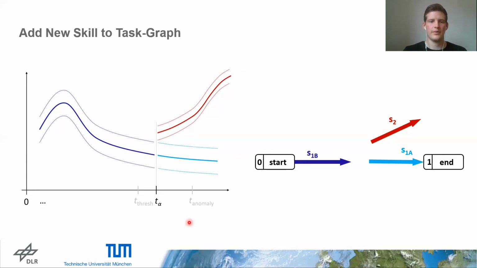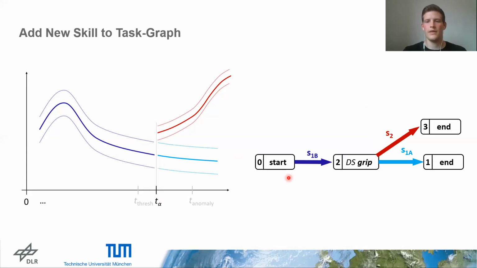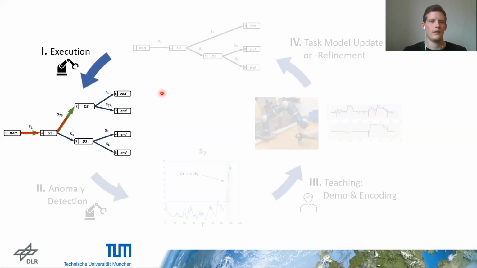We then split up the initial skill at the time step T alpha, which lies in between the time step where the sensor values exceeded the anomaly threshold for the first time and the anomaly time step. And then we insert a decision state here and also append the newly demonstrated skill to that decision state. During the execution, the robot can then decide based on the currently measured sensor values which skill to execute. As I've just explained, we can then switch to the monitored execution where the robot uses the updated model of the task.